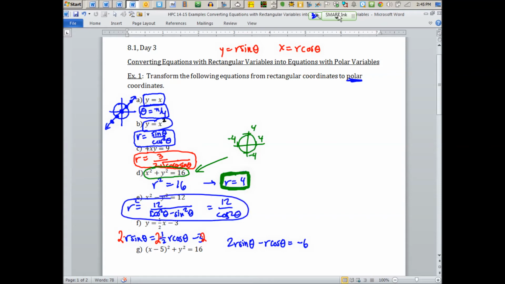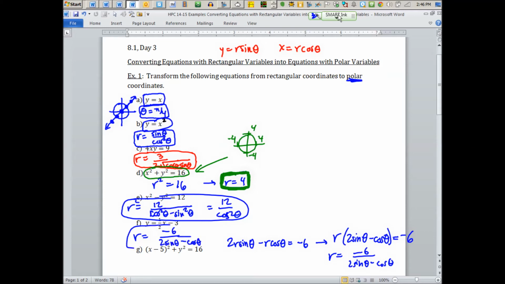Back to part F. I just put in r sine and r cosine. I doubled everything. I brought the r terms to one side, and I plan on factoring out that r. So I have r times 2 sine minus cos equals negative 6, and dividing I get r equals negative 6 over 2 sine theta minus cos theta. And that's r isolated. Okay, so let me put my answer there. I'm going to erase some of my scratch work. Put my answer in. r equals negative 6 over 2 sine minus cosine. Box that guy. Erase my old work.